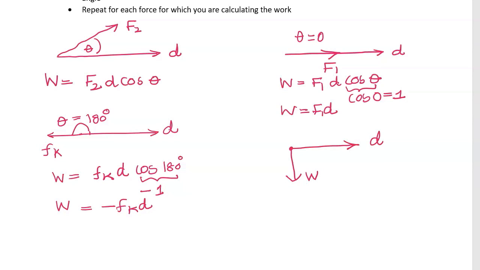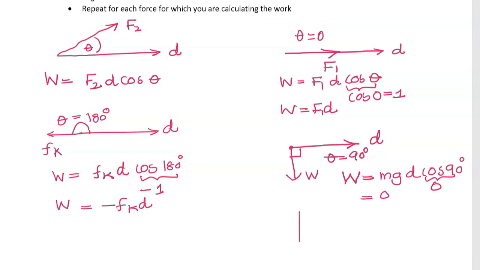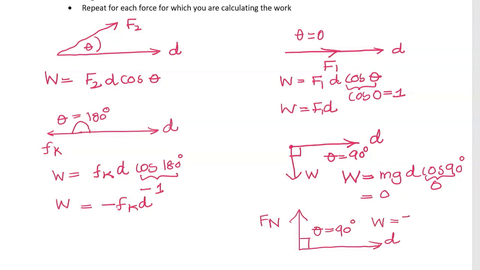Okay, now let's look at the weight. Weight is acting directly downwards, displacement is to the right, and the angle between the two is 90 degrees. Cosine of 90 degrees is equal to 0. So you need to understand whenever the force and the displacement are at an angle of 90 degrees apart, work done on the object by that force would be 0. So normal force is upwards, displacement is to the right, angle is 90 degrees, so work done by the normal force would be just 0. So these are the work diagrams for all the forces acting on the object.